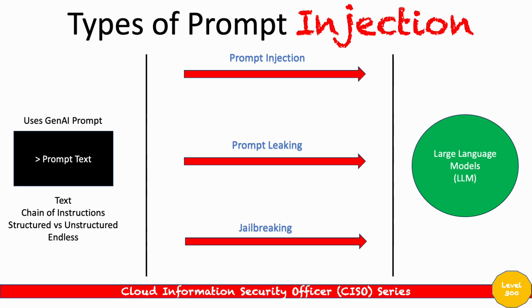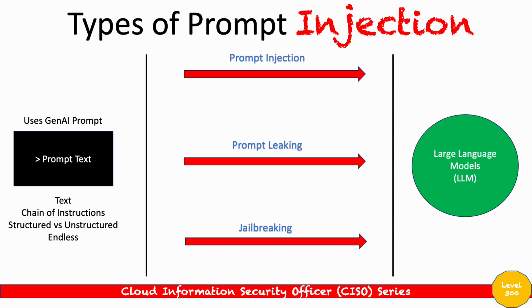On the left-hand side here, we have our traditional text prompt that we use to interface with the large language models, right? So consider this as our API into the LLM. Now, on the right-hand side is the actual model itself. On the text side of things, we use, for example, a Gen AI prompt, and this comes in the form of text, a chain of instructions, whether that is structured or unstructured. The key thing to note here is that text can be endless to a certain extent.